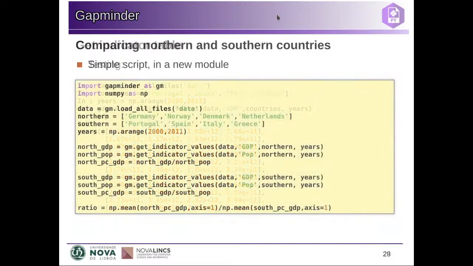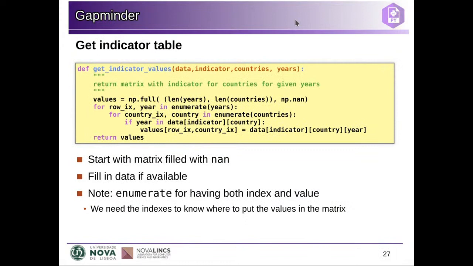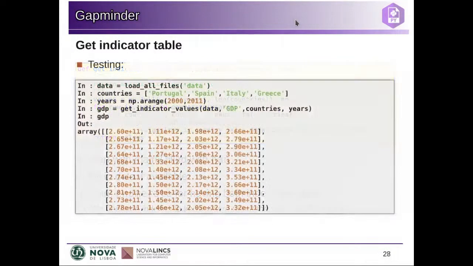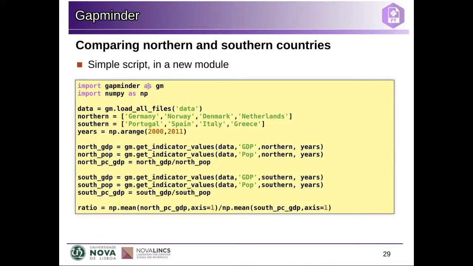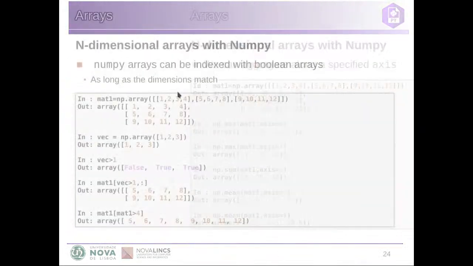So let's see how we can use this. We're going to create a new module. We're not going to change this original module where we have the functions to process Gapminder, but we're going to save this original module as gapminder.py. So we can create a new module and import the original one, Gapminder as GM. So this is the one that we wrote in these functions here. So loading the data and so forth.